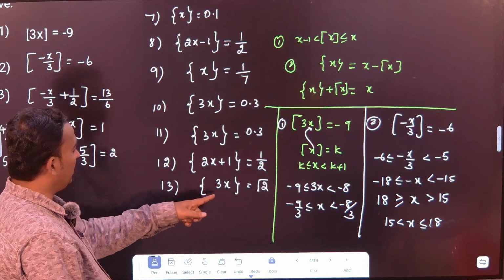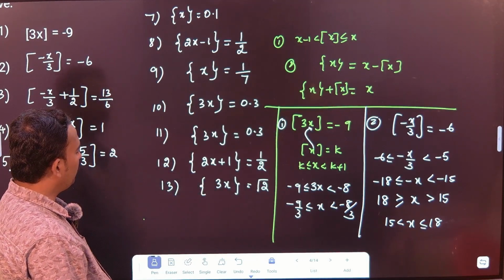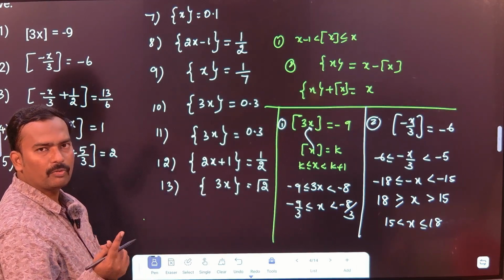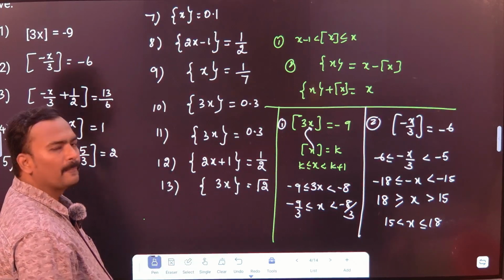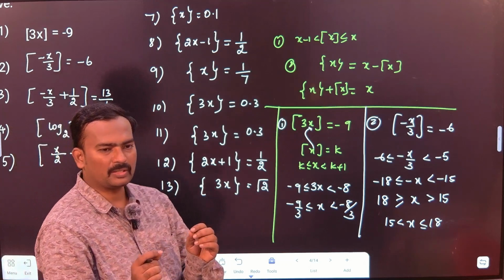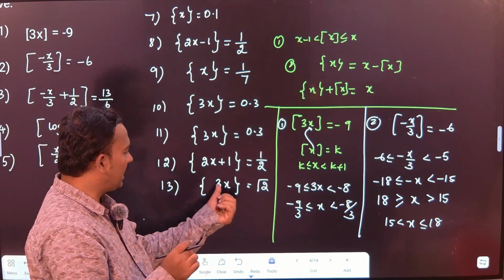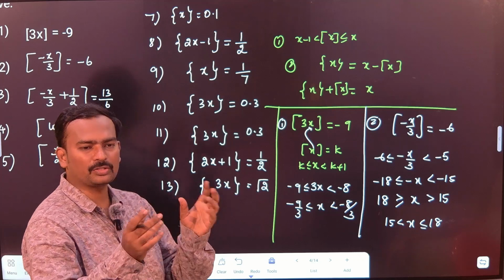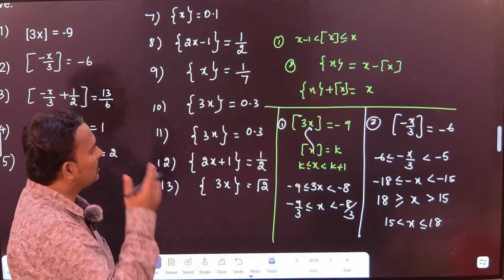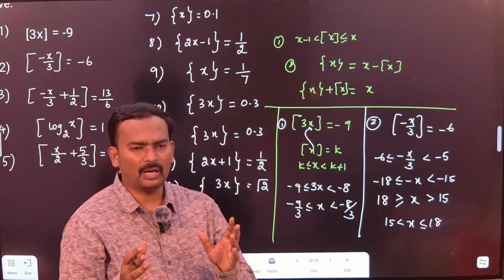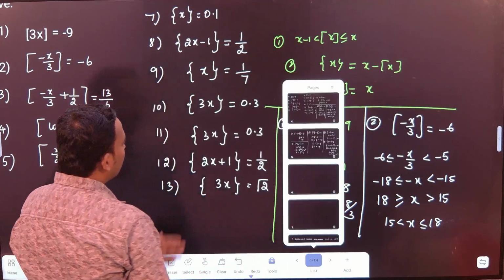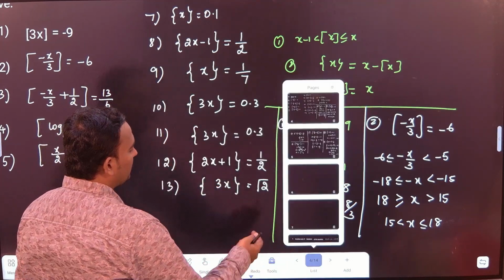You can see the 13th one: the fractional part of 3x equal to square root of 2. Square root 2 is 1.414, which is more than 1. So x belongs to the empty set, because the fractional part range is 0 to 1. If the output is not in 0 to 1, no such x value is possible. x belongs to the empty set. I hope all of you understand. Now we'll go for the next problems, because the remaining things are easy, you can do them.